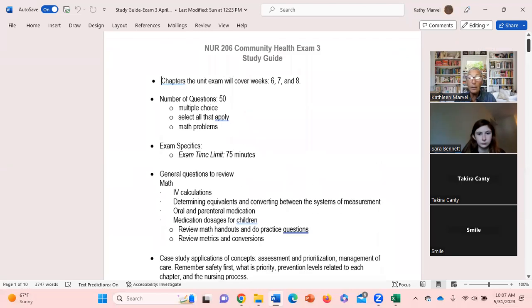Multiple choice questions, select all that apply, math problems. And remember, couple things with exams, select all that apply. Don't be afraid to select all. Okay. There's no written rule that says you can't select all. Right. So if all the answers look correct, I bring that up because I hear a lot of that in reviews. Okay. I hear, oh, I didn't think it could be all. All right. So make sure that if all the answers apply, select all that apply. Okay. Multiple choice.